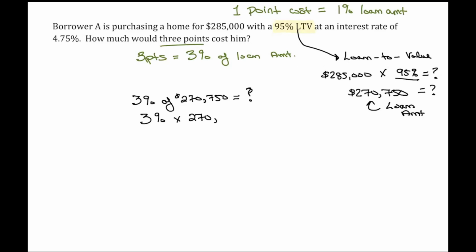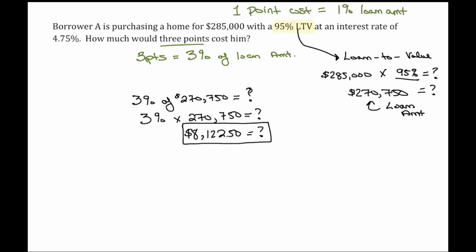I got $812.25. Let's see. Times 3%, $8,122.50. Oh, okay. I got $800. Let me make sure I did that right. 270,750 times 3%. Yep, 8,000. So you may just not have put a decimal in the right place. Yeah, that's what I'm thinking. Right, because now I recalculated and it's $8,122.50. There you go.